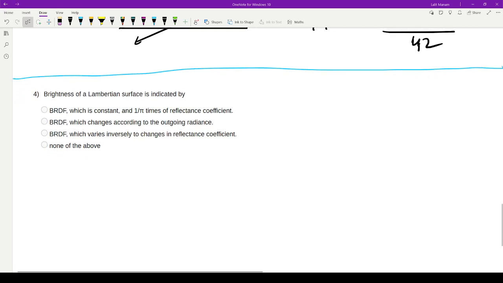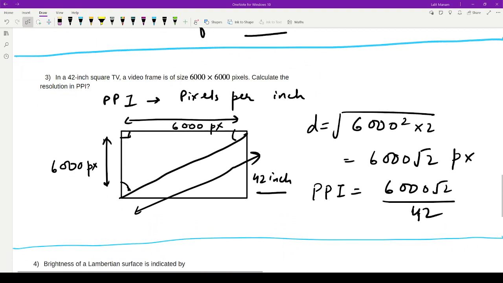Okay, PPI. So what do you want actually? You want how many pixels you have per inch on this TV screen. Given that, you can find how good the resolution of the TV is. We have two different quantities here. One is a 42-inch square TV, which means the diagonal of the TV is of length 42. The other information is the size of the TV, that means the length and the width, given in pixels.